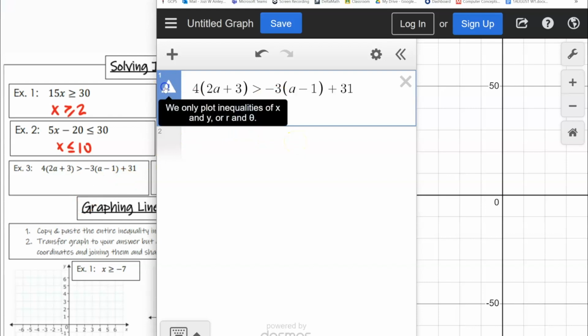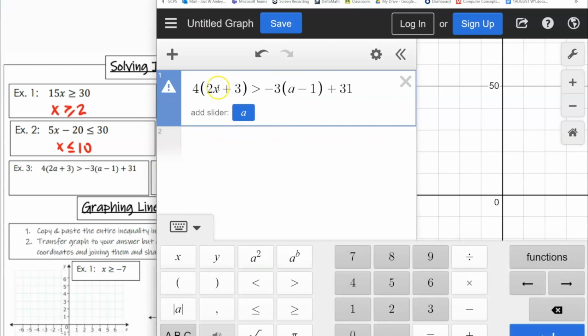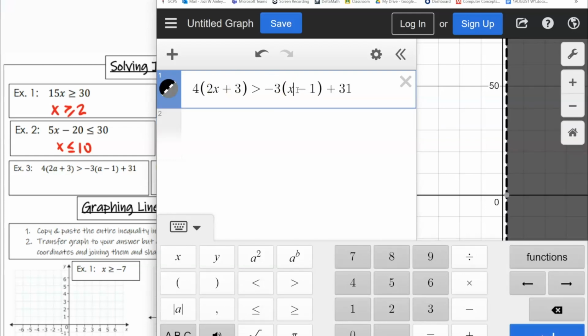Now there's an error here. Why? Because it tells you. You're going to click on it and see what's the problem. We only plot inequalities of x, y, or r, and theta. Okay, cool. So we're going to replace all of this with x, because that's all you guys plot. That's fine. I'll put x in there. Oh, I don't like black, but okay.